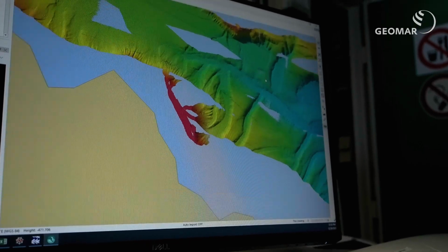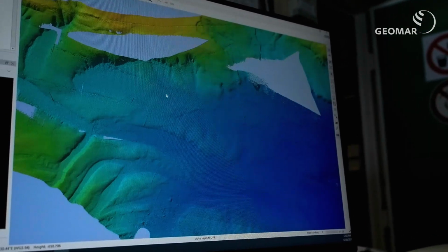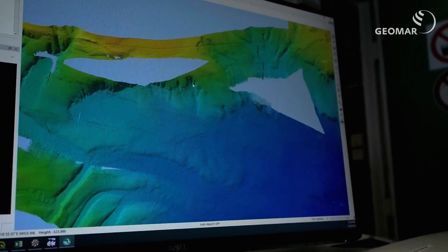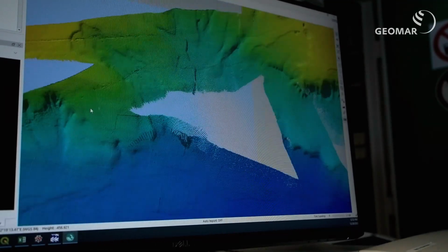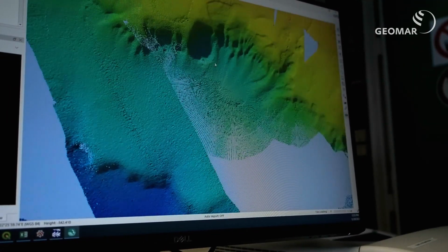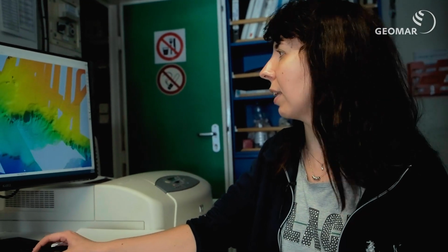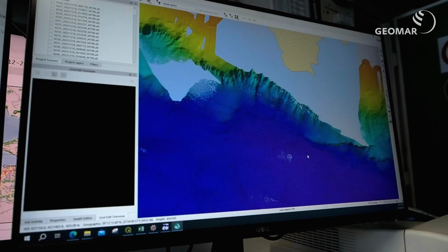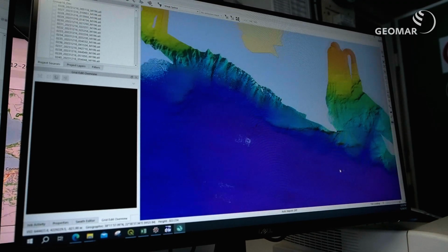I hadn't been working in this area before, so I wasn't very familiar with it, but I was actually surprised to see many different mass movements and landslides, and also how some areas were nicely excavated by canyon systems. So it was interesting to see how these features really stand out. So I was happy to see these.